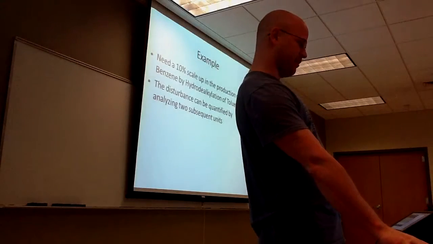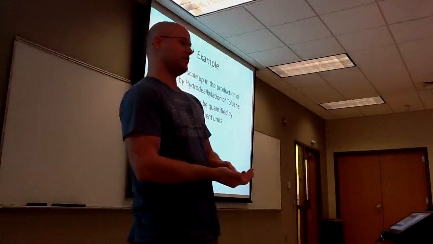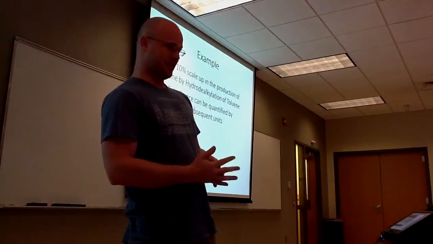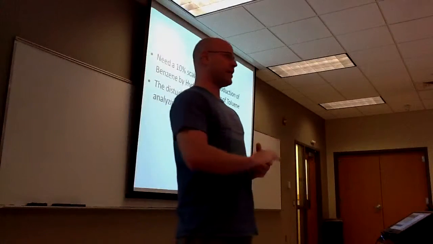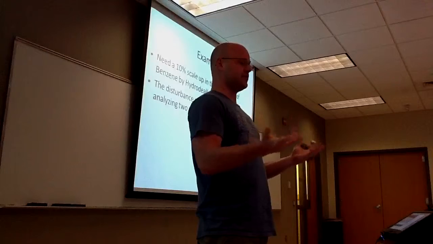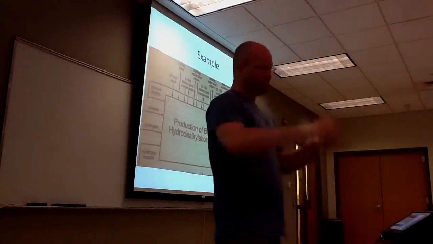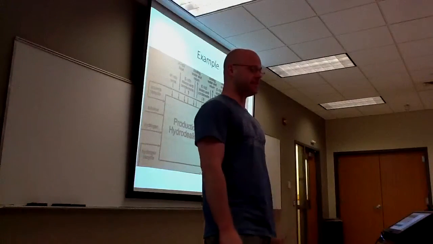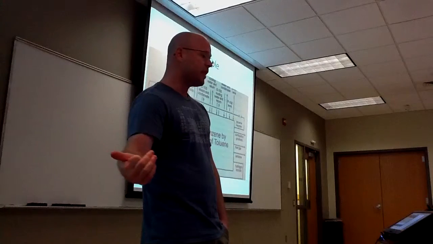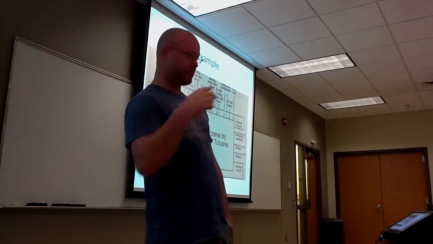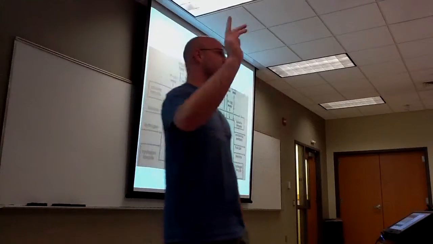An example of how all this works is if you need to scale up the production of benzene by 10% by hydrodealkylation of toluene, and you want to analyze the disturbance by looking at two subsequent units. Here's an example of the whole system. As you can see, it's rather complicated. On the left, you have toluene and hydrogen inputs. You have a hydrogen recycle stream, a toluene recycle stream, and then several units where work, heat, steam, and condensate are going in.